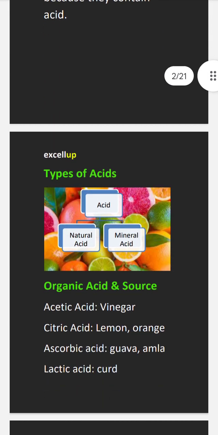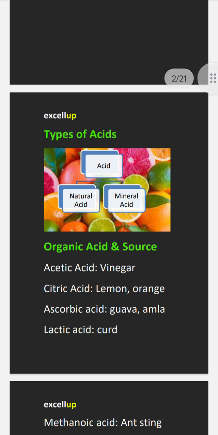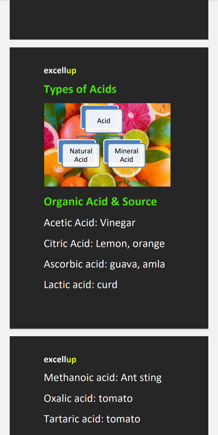There are two types of acids, and they are called natural acid and mineral acid. Natural acids come from organic sources, and that is why they are also called organic acid. Most of the mineral acids are made by humans, so they are called man-made acid or even artificial acid.